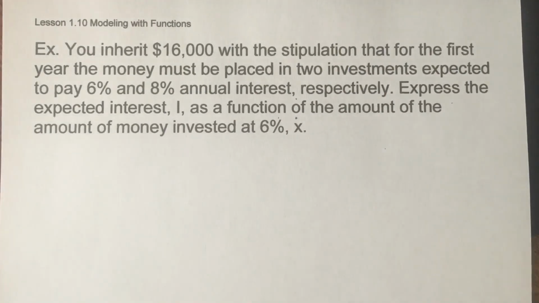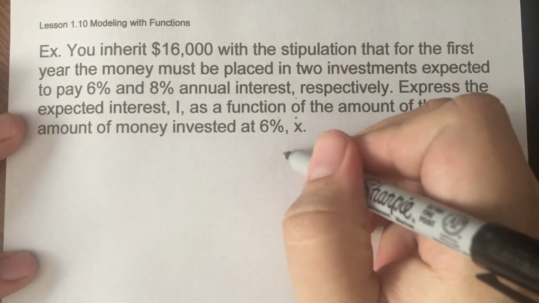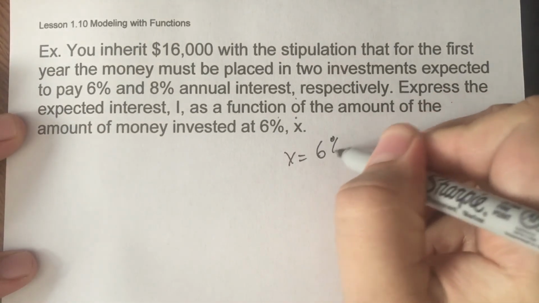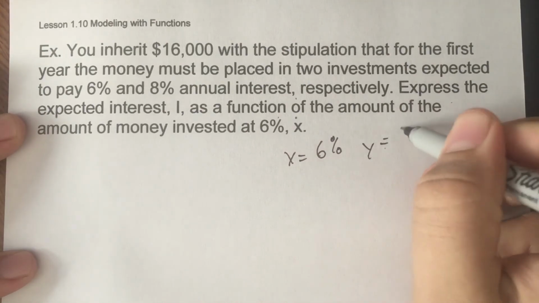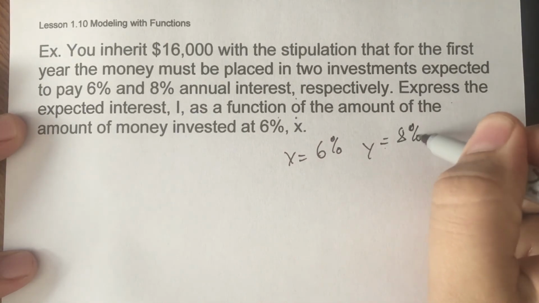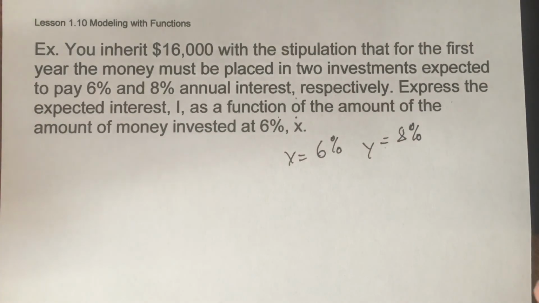So, you inherit $16,000 with the stipulation that for the first year, the money must be placed into two investments expected to pay you 6% and 8% annual interest, respectively. Express the expected interest I as a function of the amount of the money invested at 6%, x. So, x is our 6%. Y then would be our 8%. And it's the amount that we're doing of that.